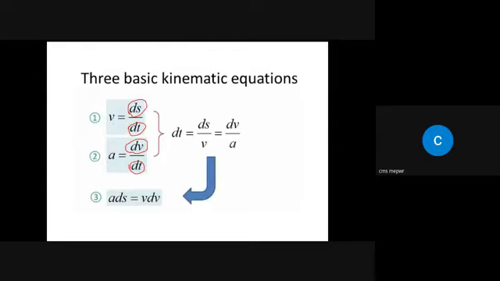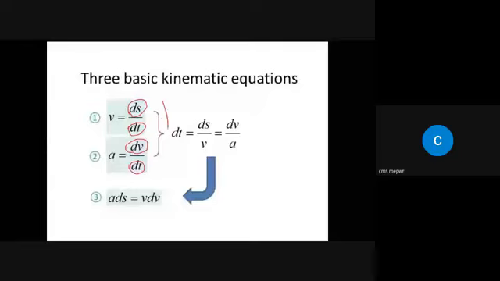Since both are dt, we can equate both equations. When you equate them, we get ds by v is equal to dv by a. Let's move this v over here, so it becomes v dv, and move this a over here, a ds. So this is another equation, a ds is equal to v dv. These are the three basic kinematic equations which will be used throughout your course.